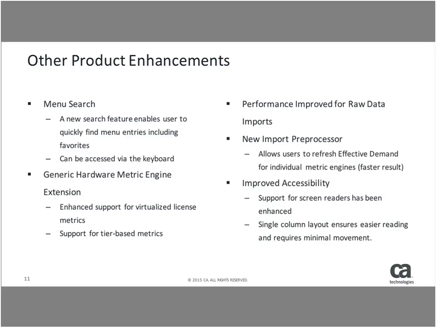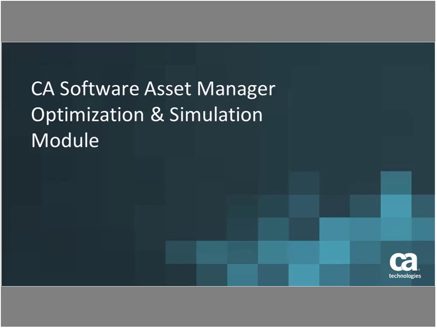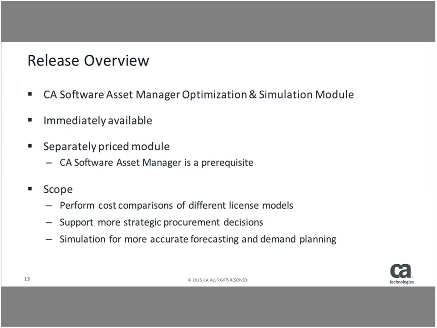I think I'll go ahead and move to the next announcement, which is about the OSM, or the Optimization and Simulation module, before we break for questions, just for continuity's sake. So the next topic is a new offering for CA, and it's called the Optimization and Simulation module. It is available immediately. It's an add-on module to the core SAM component. So CA-SAM, the core module, is a prerequisite.